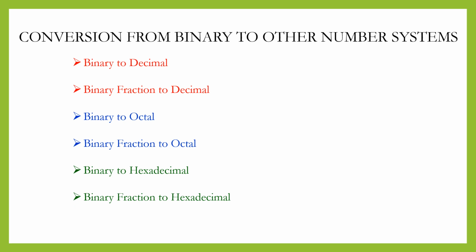Students, so far we did conversion from decimal to other number systems. Now we are going to do conversion from binary to other number systems. These are the conversions we are going to do: binary to decimal, binary fraction to decimal, binary to octal, binary fraction to octal, binary to hexadecimal, and finally binary fraction to hexadecimal.